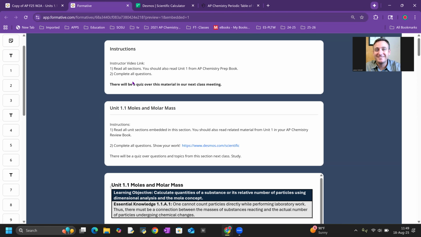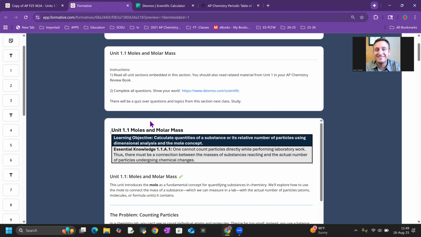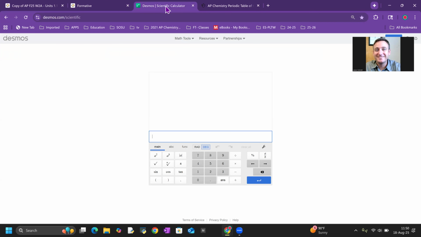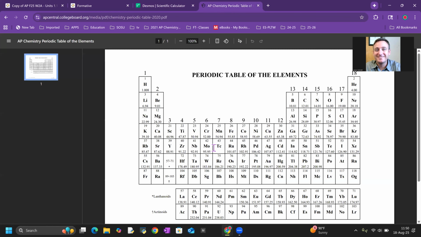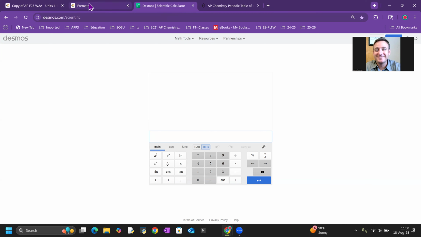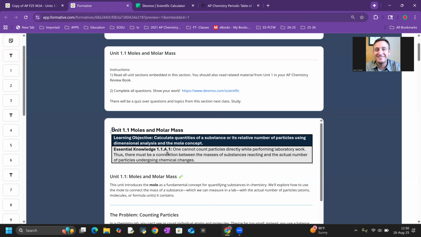You should be reading unit 1 from the AP Prep book, and then all sections embedded in here. Obviously, there's going to be a quiz on this. I encourage you to use the Desmos Scientific Calculator, or if you have a handheld calculator that you like to use, you're more than welcome to do that. And then also reference your resource sheet. This is the periodic table that you get to use on the AP exam. So I encourage you to use this periodic table for all of your assignments. That way you're familiar with the resources that you have available on the tests.